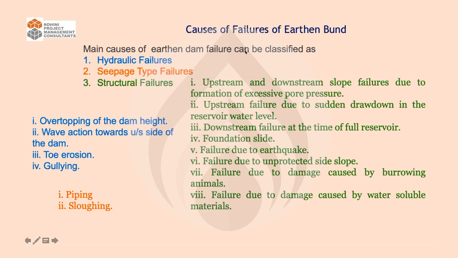So coming on to the causes of failures of earthen bunds, as we discussed, they can be classified into three types: hydraulic, seepage, and structural. Hydraulic is overtopping of the dam, wave action towards the upstream side, toe erosion, gullying. Then seepage is piping and clogging. Structural failures, as I just explained, are upstream or downstream slope failures due to formation of excessive pore pressure, upstream failure due to sudden drawdown, then foundation slide, failure due to earthquake, failure due to unprotected slide slope, and even failure caused by water soluble materials, right? Water soluble materials, again, is about the quality of material here. So that is also a very vital thing which has to be seen.